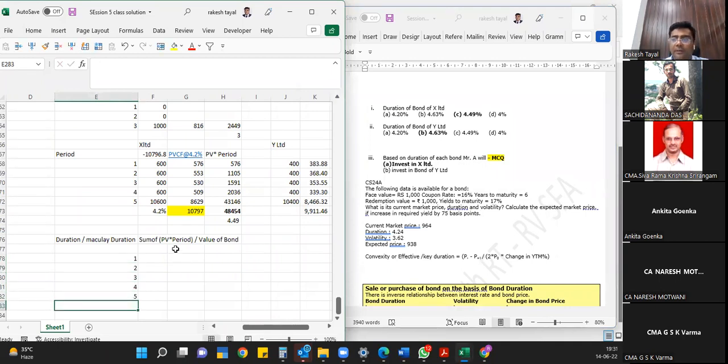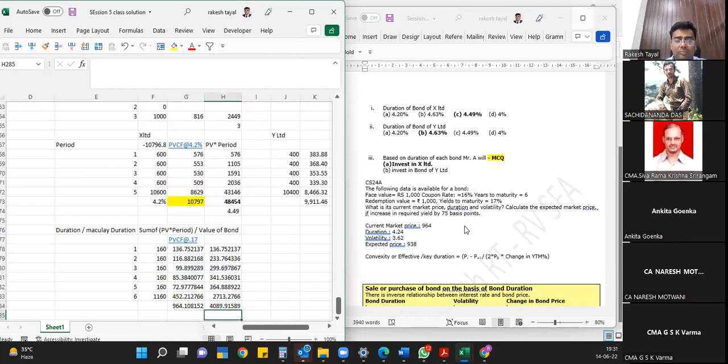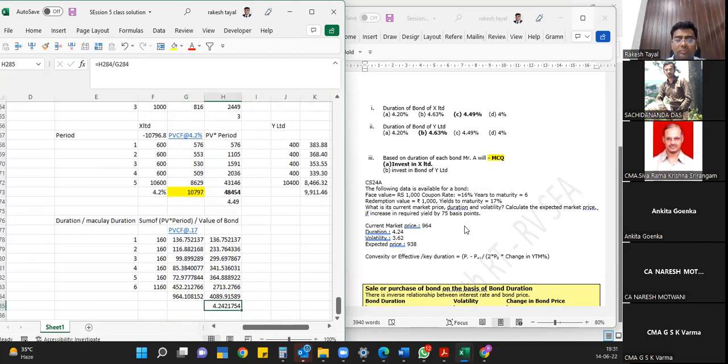1, 2, 3, 4, 5, and 6. So 6 years is the maturity period. Face value is 1000. Coupon rate is 16%, so 160 will be the inflow every year. 1160 is the maturity inflow. What is the discount rate? PVCF at 0.17. What is the yield to maturity? Divided by 1.17. What is the PV into period? What is the duration? 4.24.